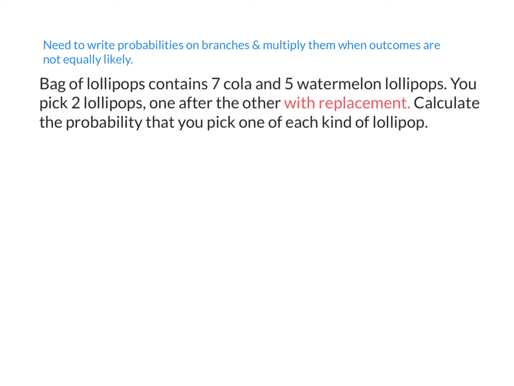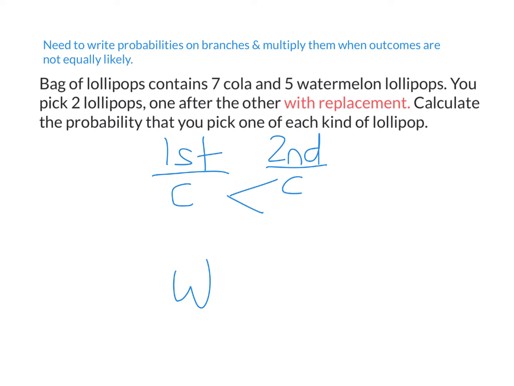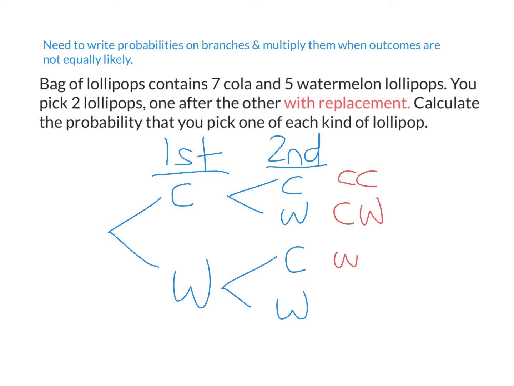We're picking a first and then a second. So let's list all of the possible outcomes. On the first go, I can either get cola or watermelon. Then on the second pick of lollipop, I can either get cola or watermelon. So here we have 4 possible outcomes. We can get cola, then watermelon, and so on.